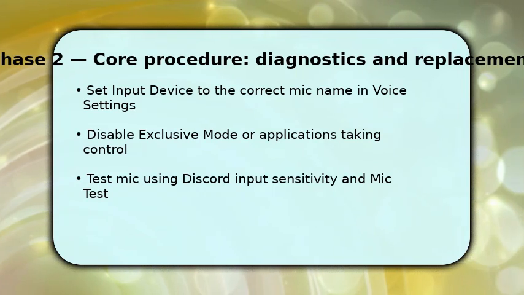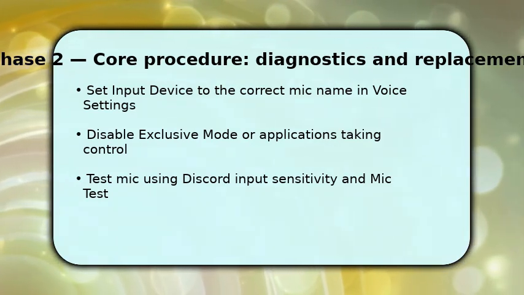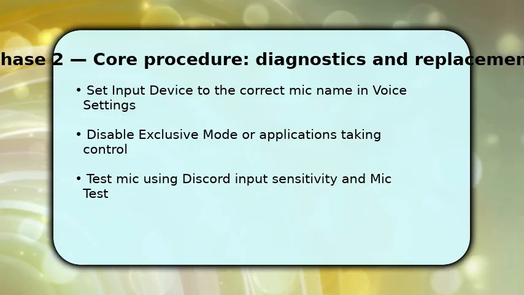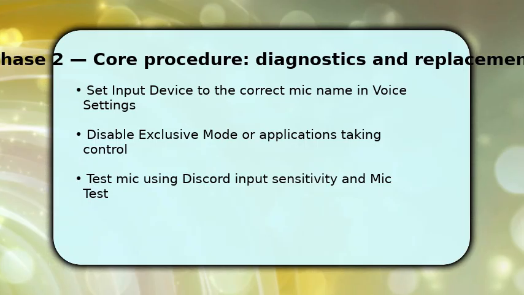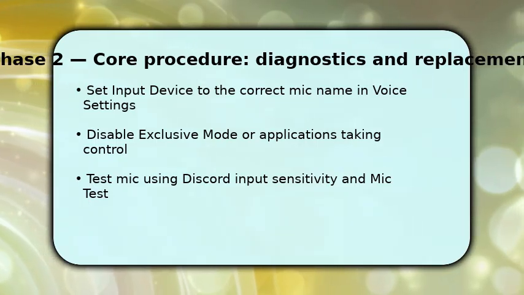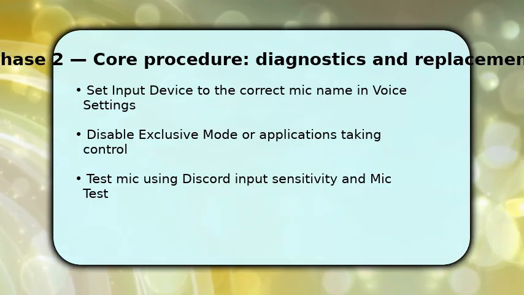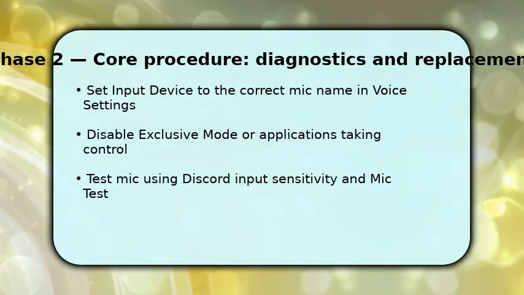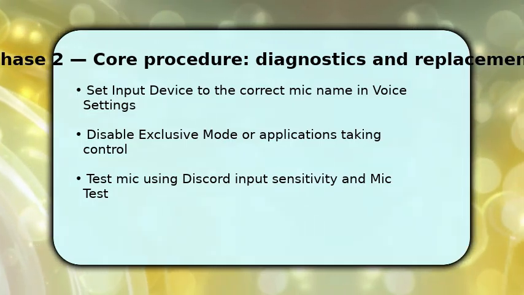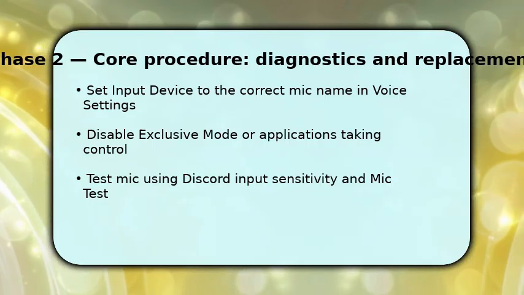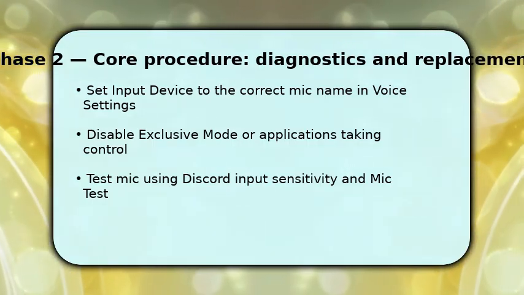Now work inside Discord. Open user settings, go to voice and video, and choose the exact input device matching your mic. This avoids default or virtual device conflicts. Next, make sure no other app is grabbing the device by disabling exclusive audio control in system sound properties. Otherwise, Discord can be blocked. Then use input sensitivity and the mic test to confirm levels. If you hear yourself or see the bar move, the app has access. If not, proceed to driver and privacy fixes.